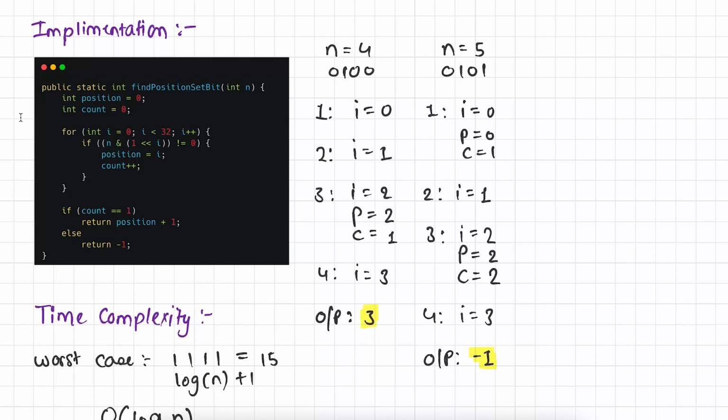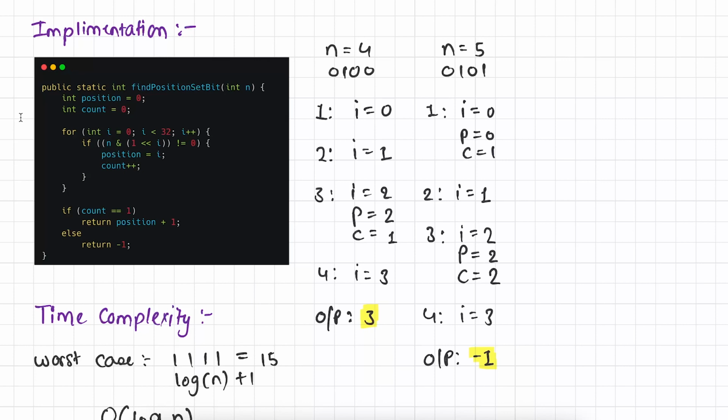Here 1 left shift i means we are shifting the bit towards the most significant bit. In the first iteration the bit is set at the 0th position. In the next iteration the bit is set at the first position. In the next iteration the bit is set at the second position, and we do a bitwise AND with the number. If we get a result that is not equal to 0, it means the bit is set, and in that case we increment count by 1 to calculate the number of set bits, and we store the position as i, because at the ith position we found the set bit. And in the end, if count is equal to 1, then we return position plus 1. Else we return -1.